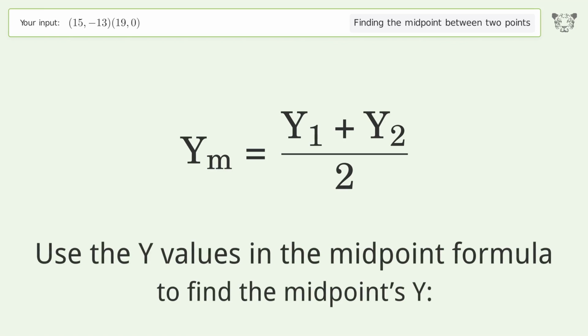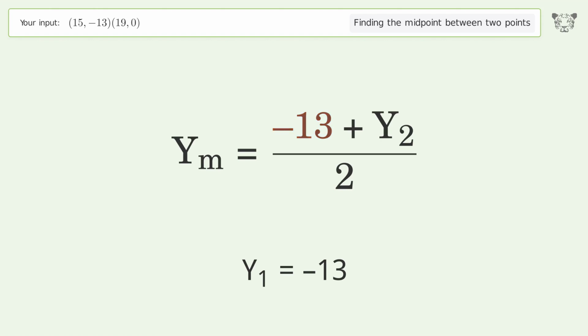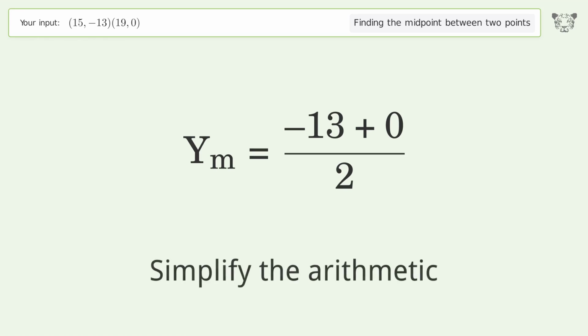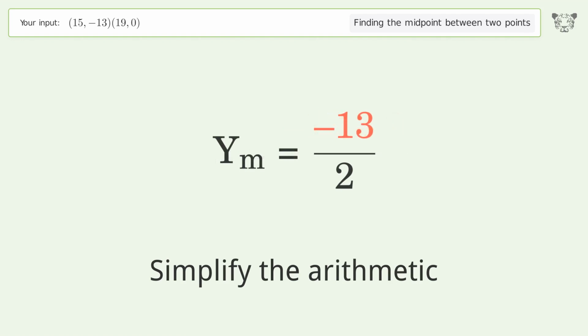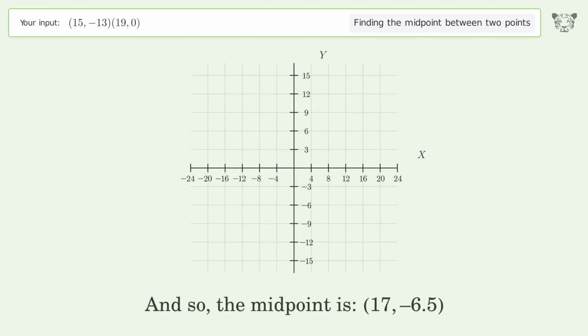Use the y values in the midpoint formula to find the midpoint's y. y1 equals negative 13. y2 equals 0. Simplify the arithmetic. And so, the midpoint is 17, negative 6.5.